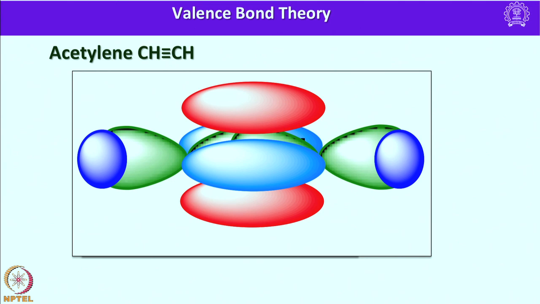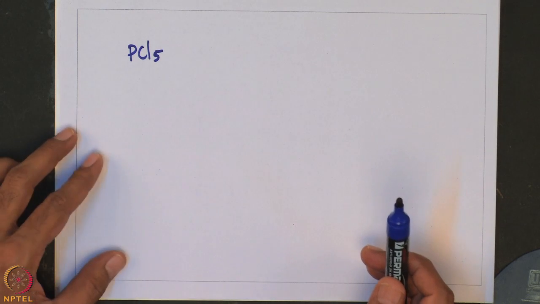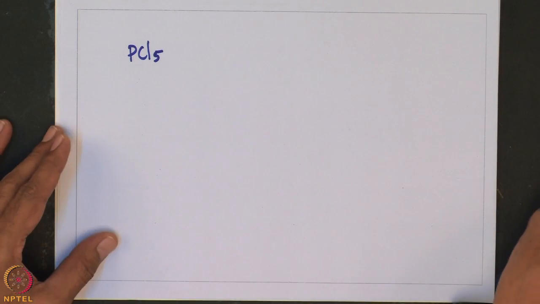Let us look into higher hybridization. Let us consider the example of PCl5. In PCl5 the central atom is P, and from VSEPR theory we have predicted it to have trigonal bipyramidal geometry. Here we had 10 electrons, giving 5 pairs, so the steric number is 5 and all are bonded. When the steric number is 5, the geometry is trigonal bipyramidal.